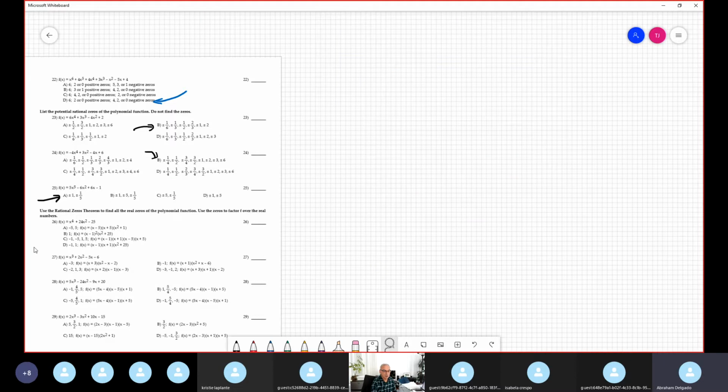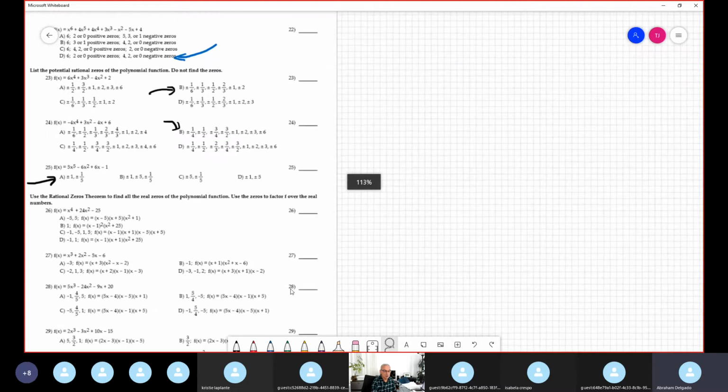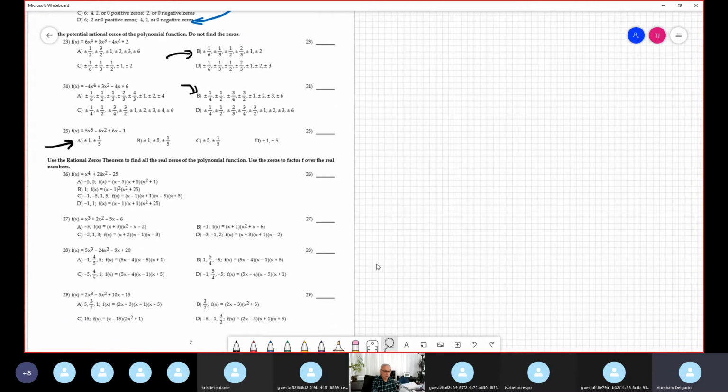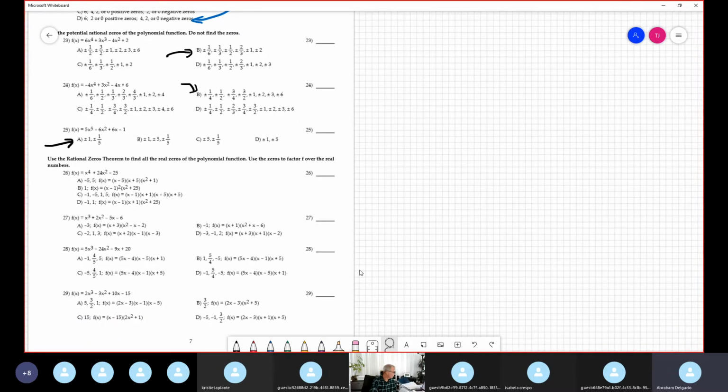Okay, let's move on to 26, 27, 28, 29, 30. Basically it is factorization: using the rational zero theorem to find all the real zeros of the polynomial function, and using the zeros to factor f over the real numbers. That is, no imaginary, only the real, and any expression that is an irreducible quadratic stays the same.